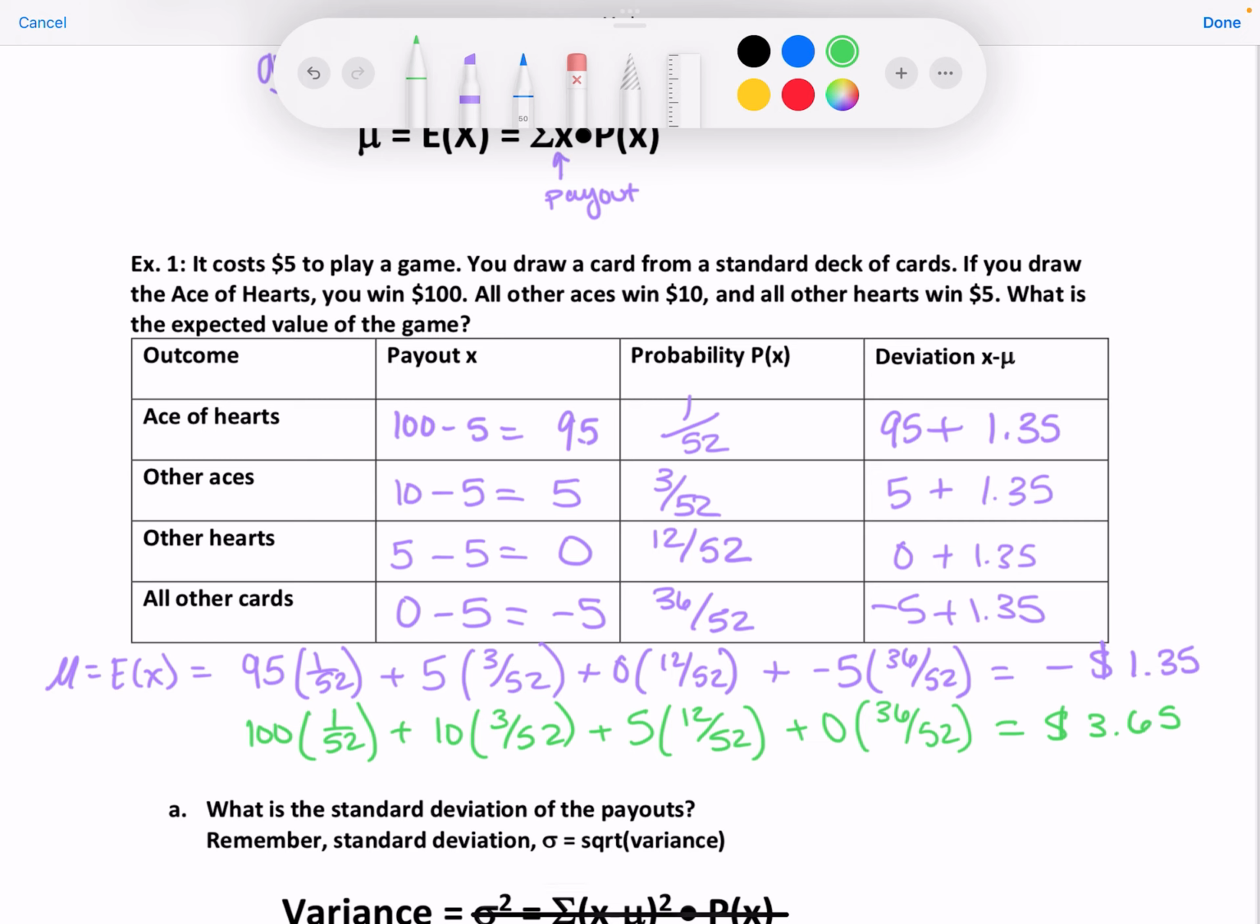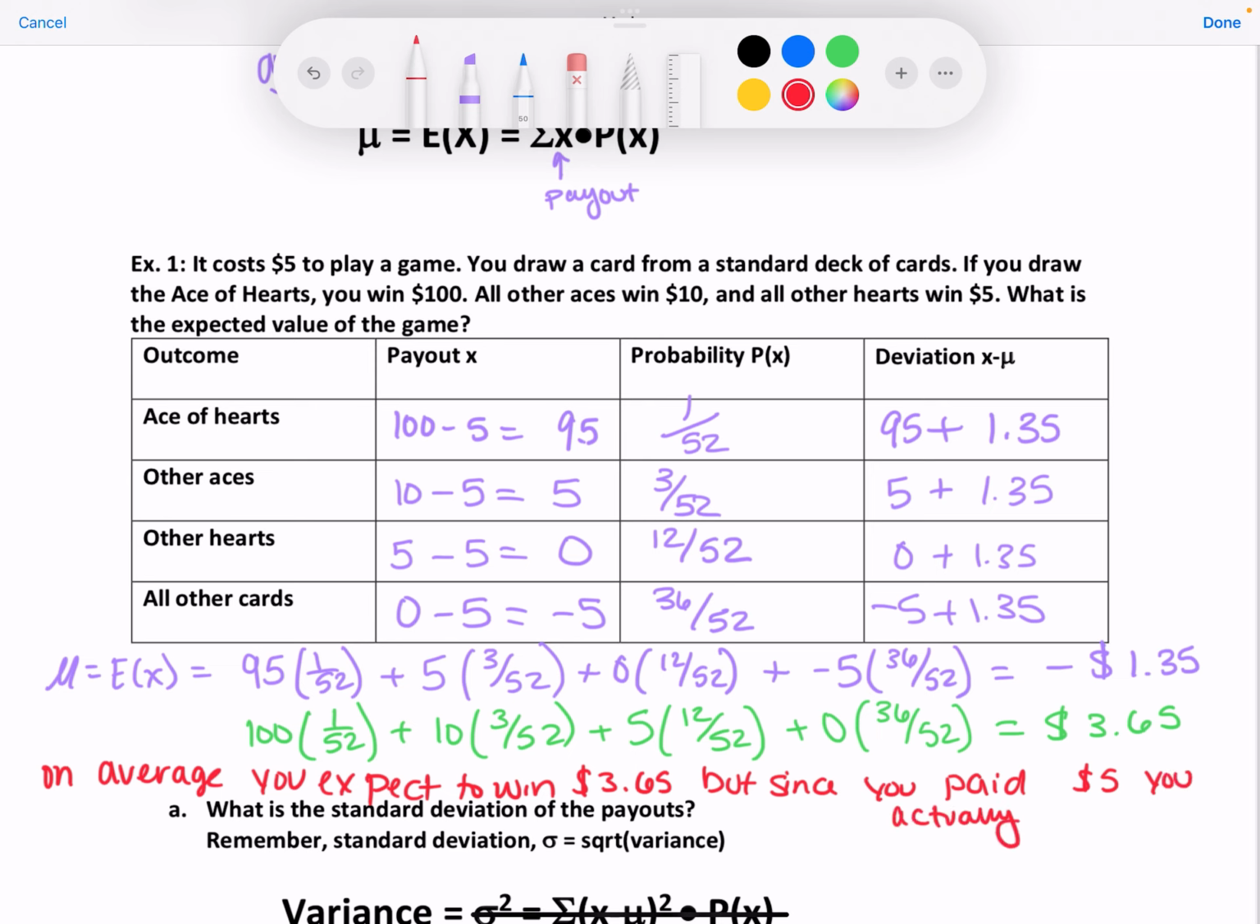So this is what you would expect to win, but if you account for having to pay to play, you're actually losing money by playing most of the time. So on average, you expect to win $3.65, but since you paid $5, you actually lost $1.35.